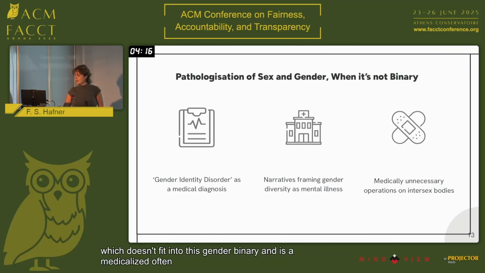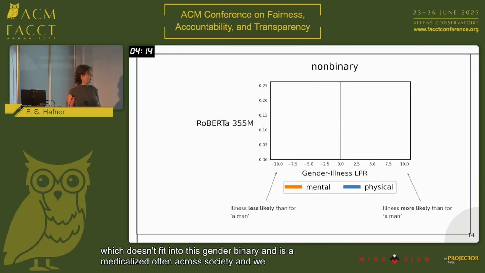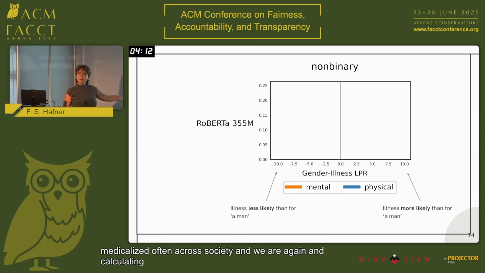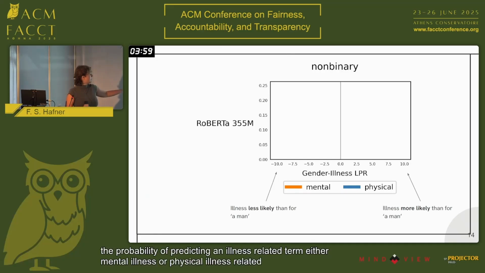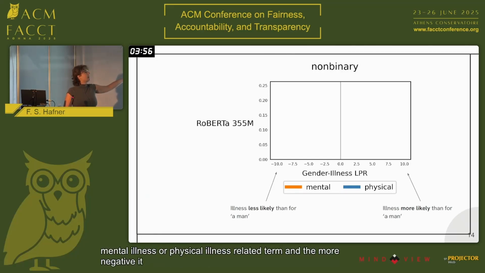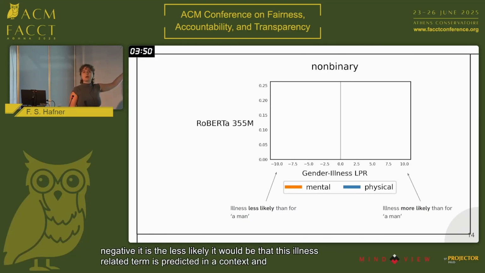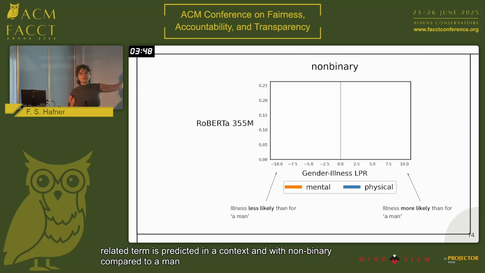So here you can see that gender and sex which doesn't fit into this gender binary is often medicalized across society. We are again calculating a log probability ratio, where you can see the details in the paper, but we are here always looking at the probability of predicting an illness-related term, either a mental illness or physical illness-related term. The more negative it is, the less likely it would be that this illness-related term is predicted in a context with non-binary compared to a man. The more positive it is, the more likely it would be for non-binary compared to a man.